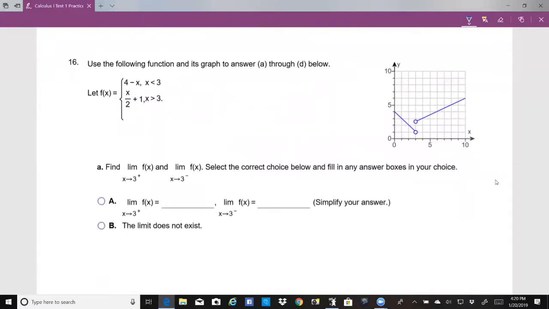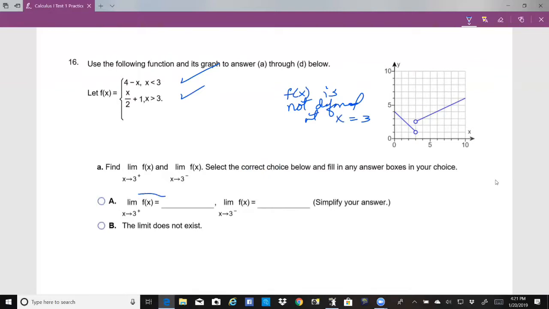Number 16's got several parts here. It's a very simple graph. Notice this function is not defined at x equals 3. It's defined for x less than 3 and more than 3. And notice it's not continuous. And we're asked to answer some questions here.